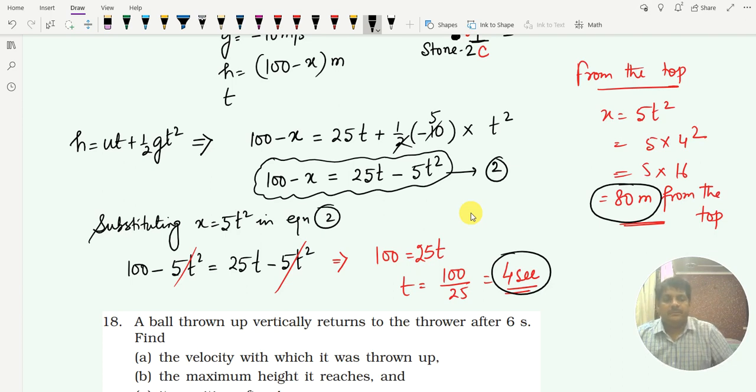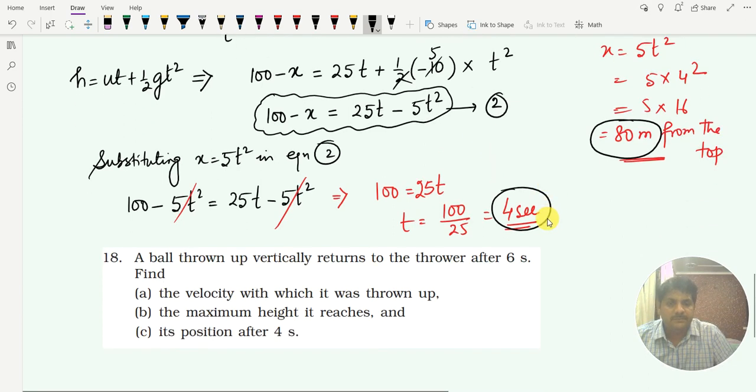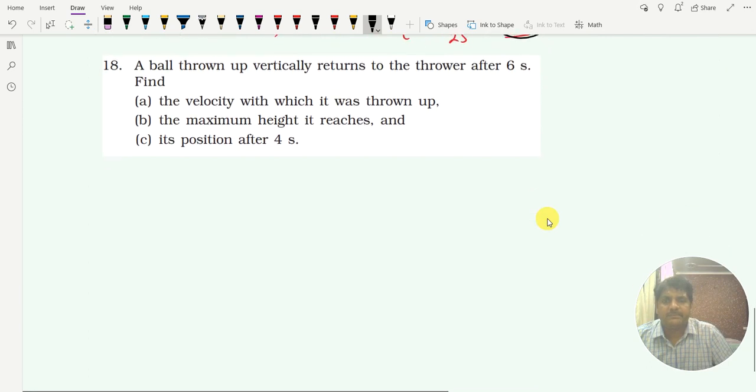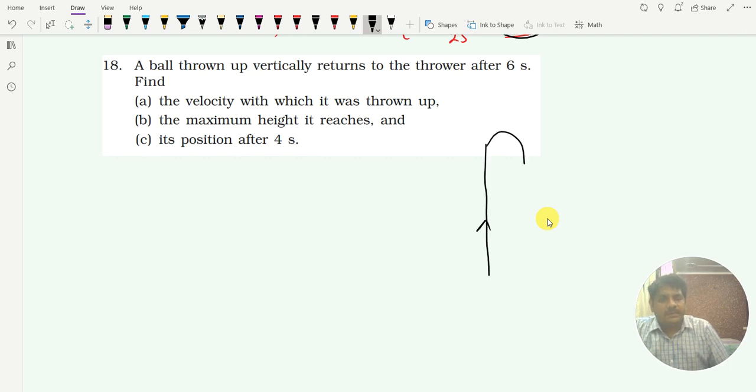Okay. Now the last question of today's lecture, question number 18 of your textbook. A ball thrown vertically up returns to the thrower after 6 seconds. मतलब अगर आपने एक बॉल फेंका ऐसे, it is coming back to the thrower's hands after 6 seconds. Means टोटल हमको 6 seconds लग रहा है, पूरा का पूरा वैल्यू 6 seconds है.